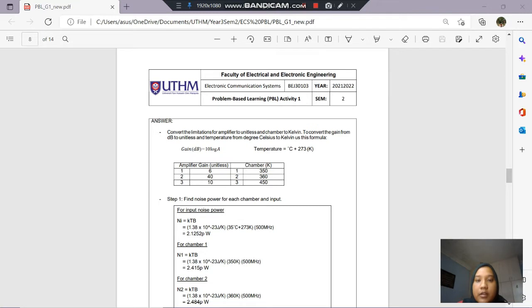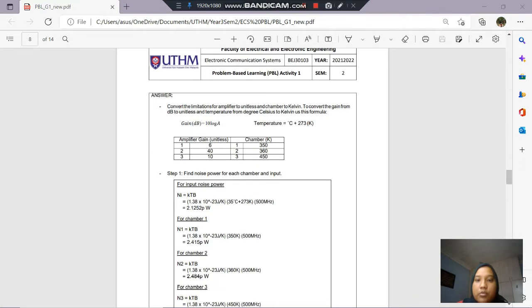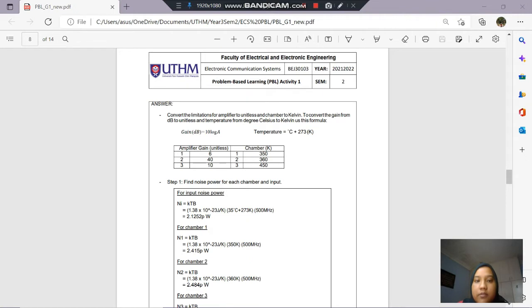For this answer, I will explain how to convert the gain from dB to unitless and the temperature from degrees Celsius. For the gain, we use this formula: gain in dB equals 10 log F. We get the result for chamber 1 is 6, chamber 2 is 40, and chamber 3 is 10.